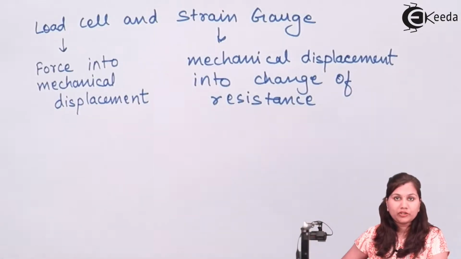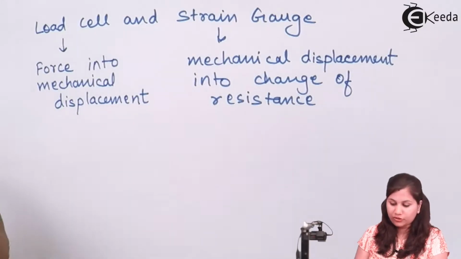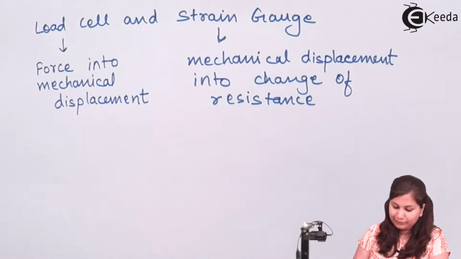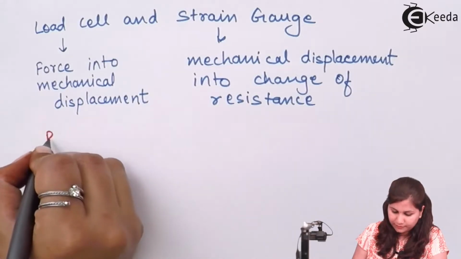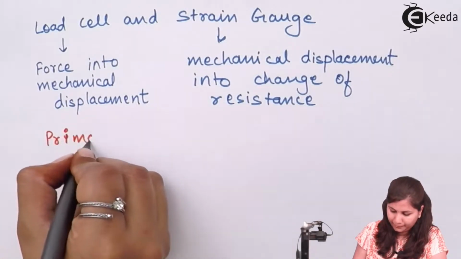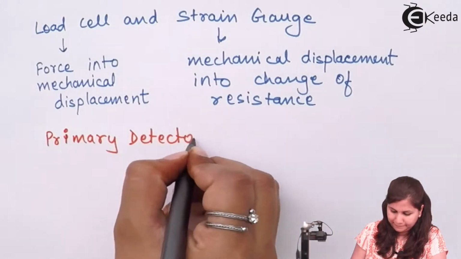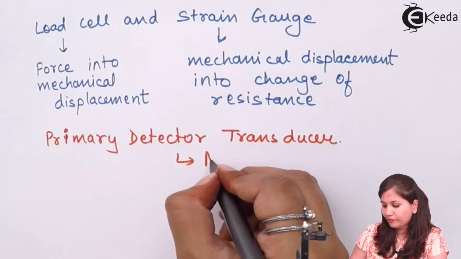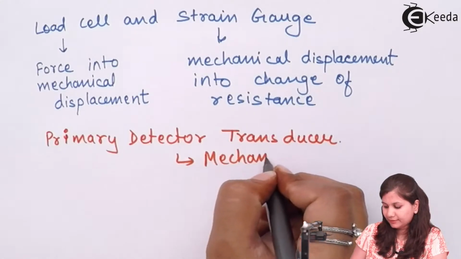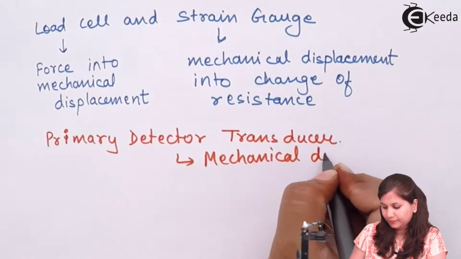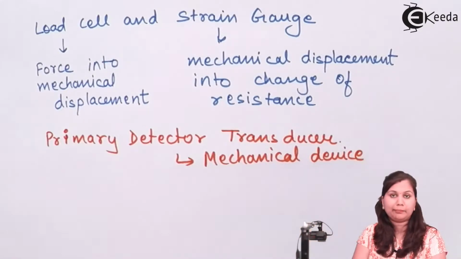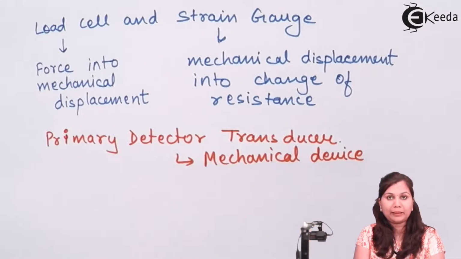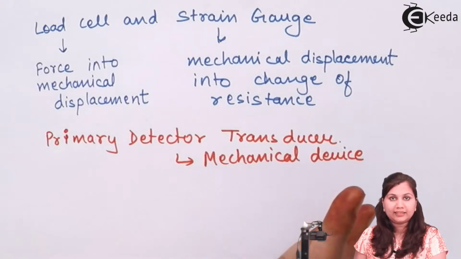Now in most of the measurement systems there are two stages. One is the primary detector transducer stage, which is basically always a mechanical device. You can see that in the first example we were having the Bourdon tube as the primary transducer, and in the second example we are having load cell as primary transducer. So both these are mechanical devices.